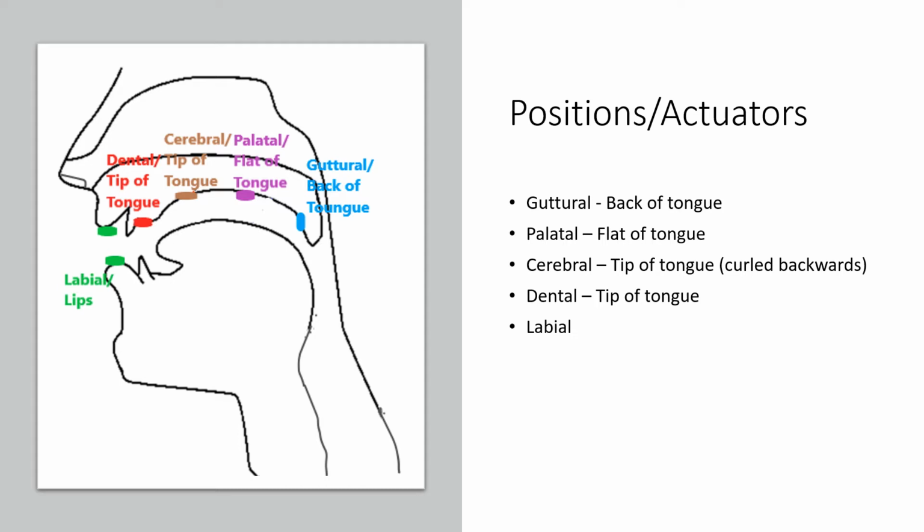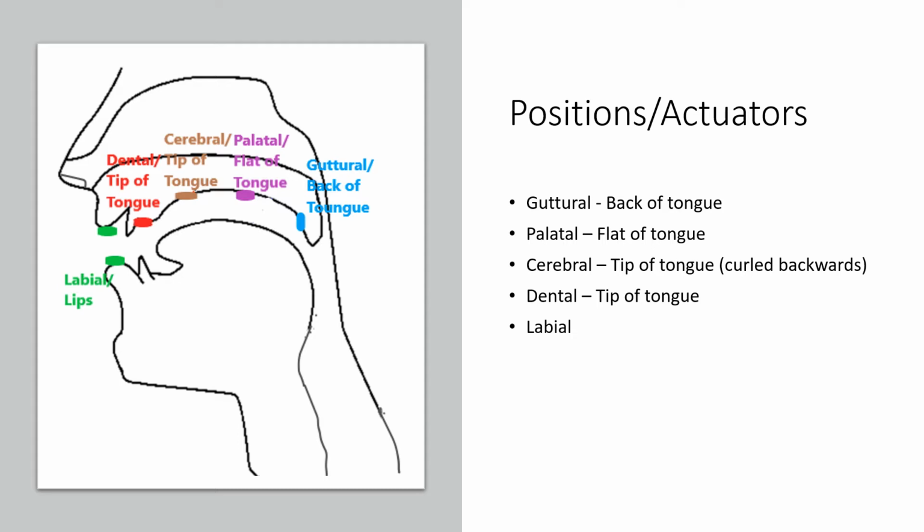The last position is lips. So these sounds are also called labial sounds, wherein we stop the breath or the air passing through the oral cavity at this position using the lips. So there are 5 positions, and there are different parts of the tongue which we use as actuator to block or constrict the air at those respective positions.